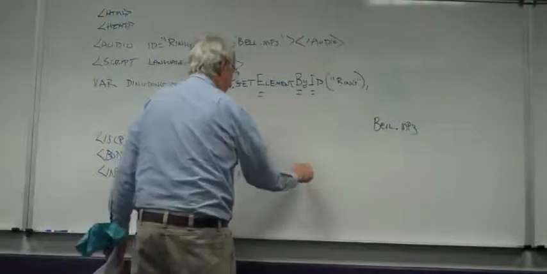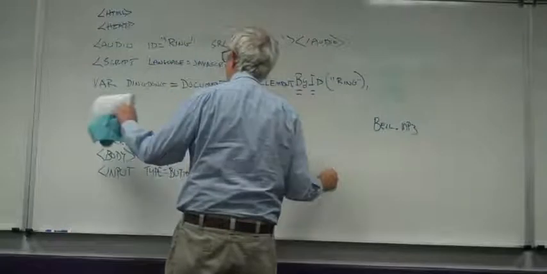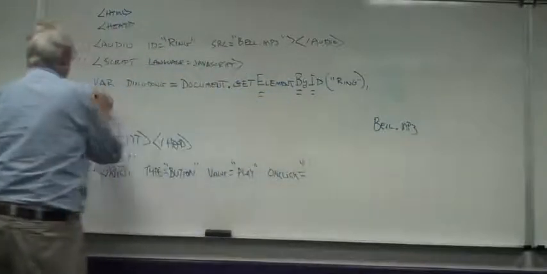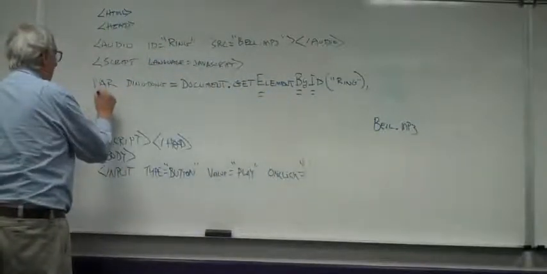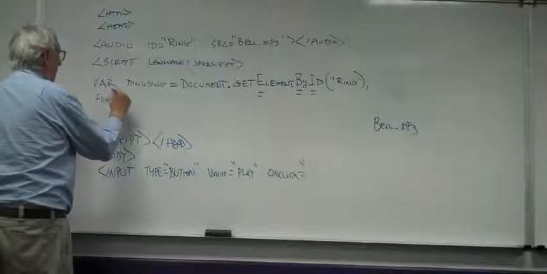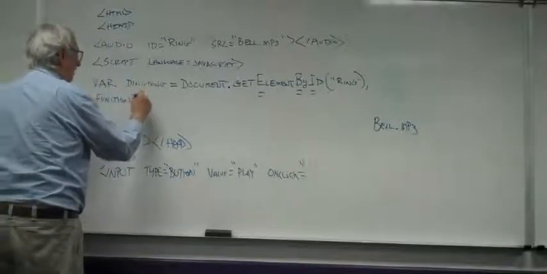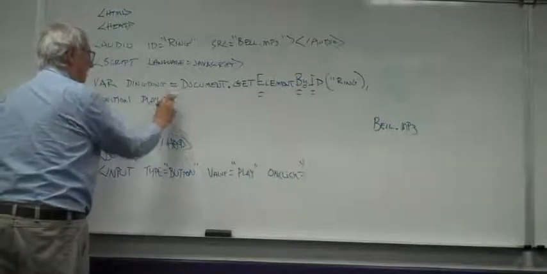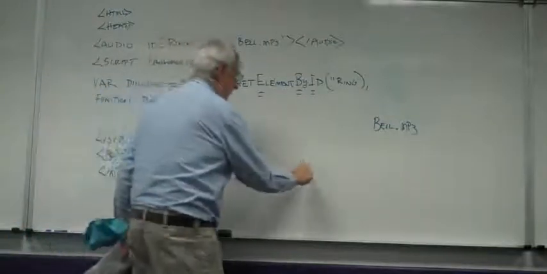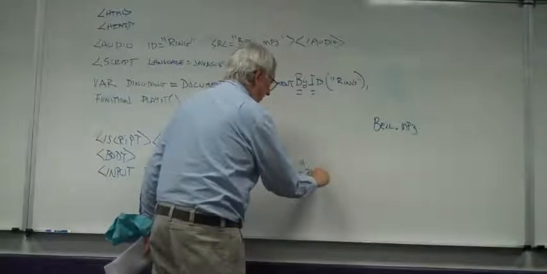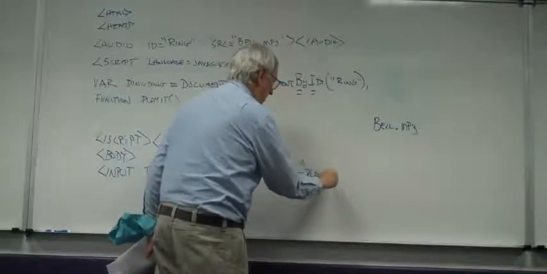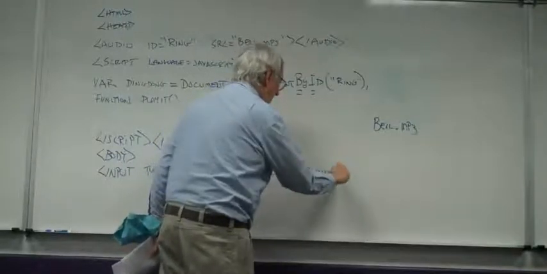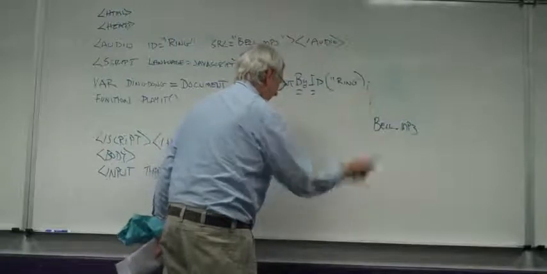I want to go to this function, which I'm going to create right now. Function playit. I'll call it playit. It doesn't take any variable. You don't have to put anything in here because it knows what it's going to do. Is playit a universal term? No, I just invented it. Okay.